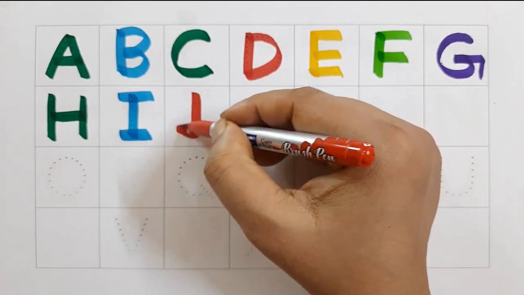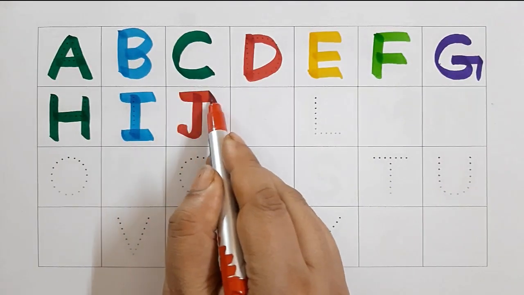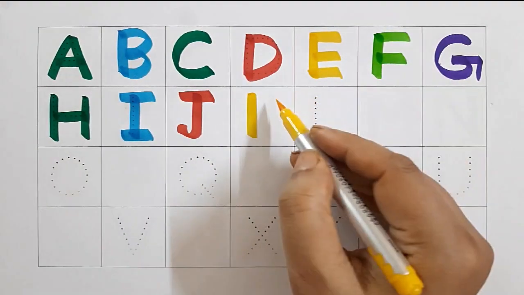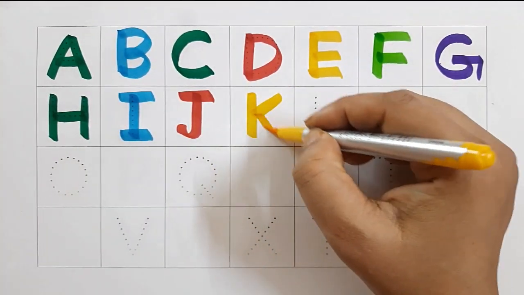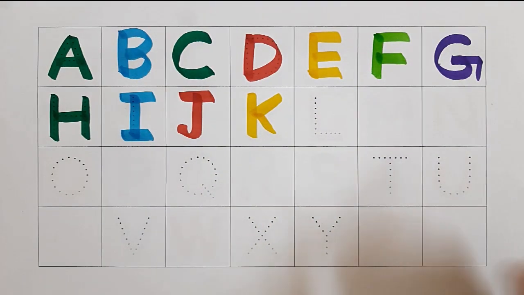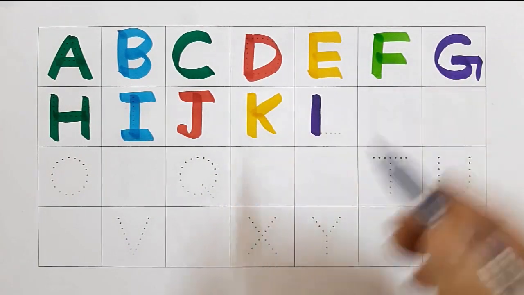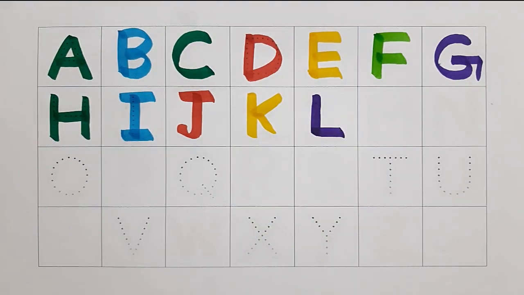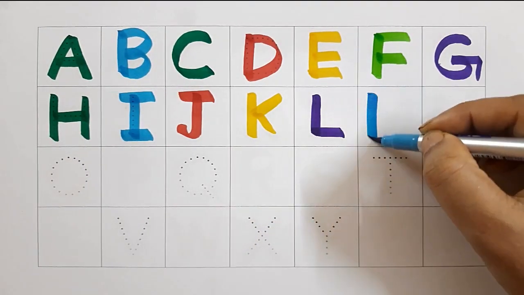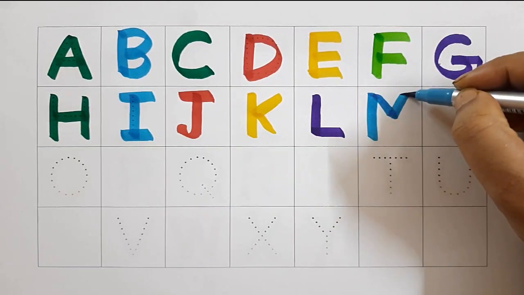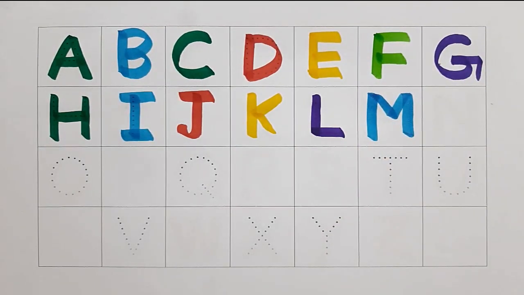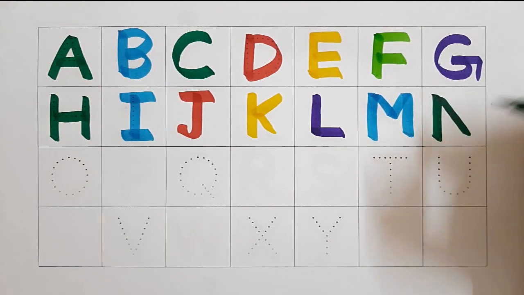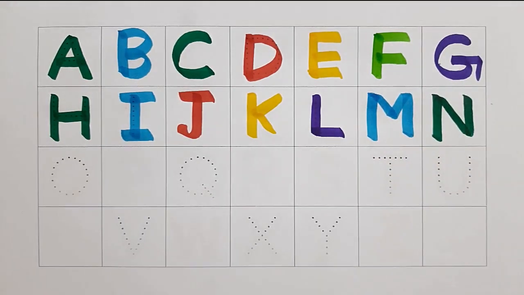J. J for jug. K. K for kite. L. L for lamb. M. M for mango. N. N for nose.